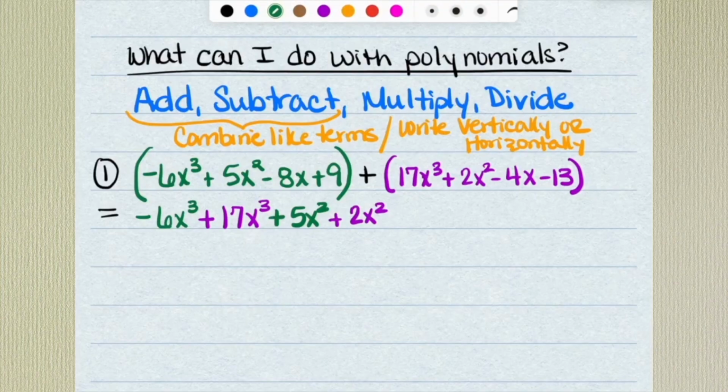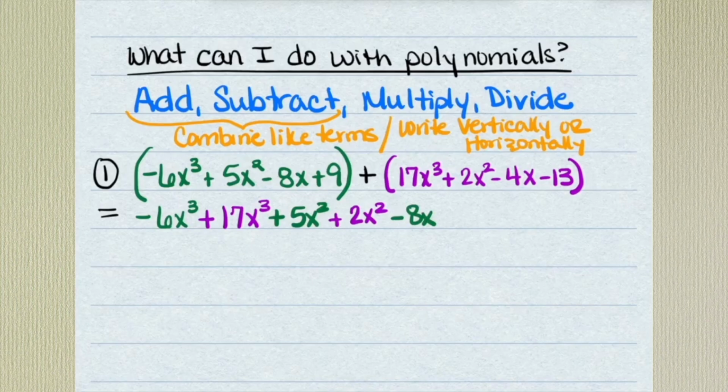Now I'm going to do my x terms. So then I have a minus 8x and a minus 4x. You could have written it like that, or you could have said plus minus 8x, and then plus minus 4x. That way, if you want to say you're still adding, that would work also. So let me put a big or here. You could have written it that way.